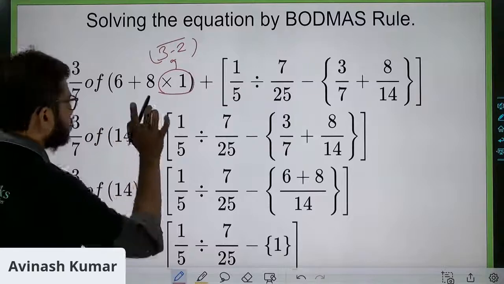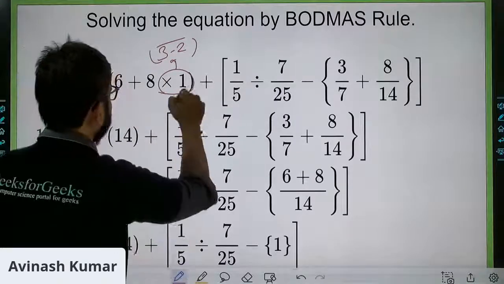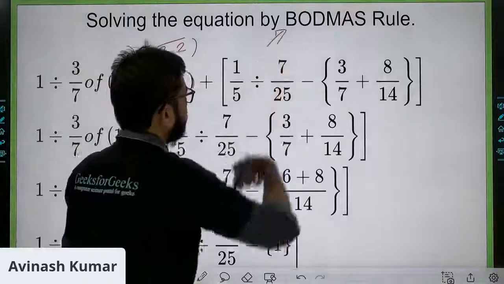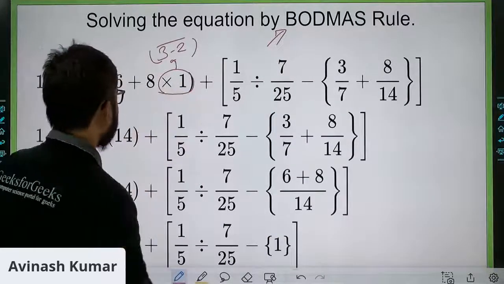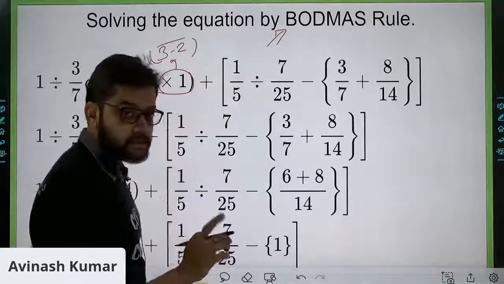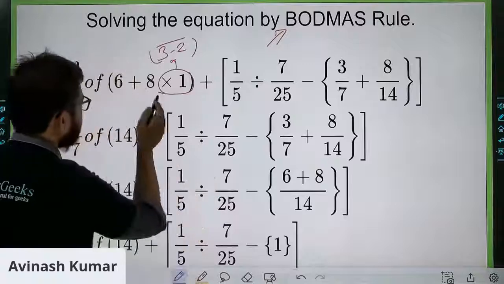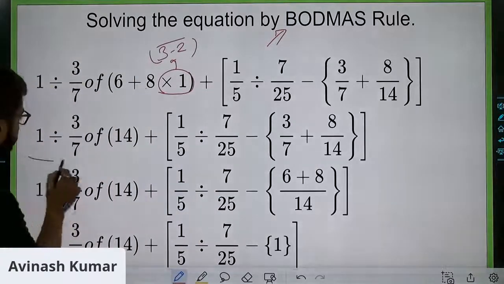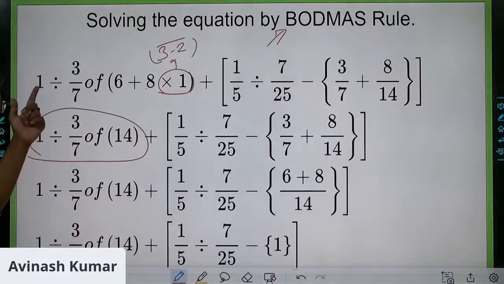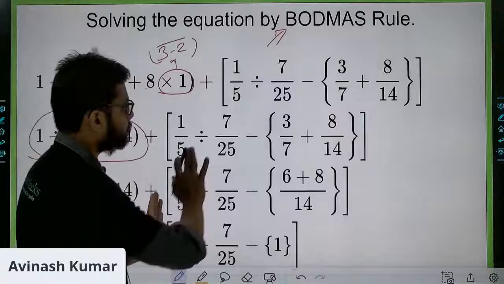Now I have to solve this part also. As you can see, this first one is the bracket, so 6 plus 8 multiply by 1. First, 8 multiply by 1 is 8. Then 8 plus 6 is 14. So till this it's clear. The whole statement is now 1 divided by 3 by 7 of 14.